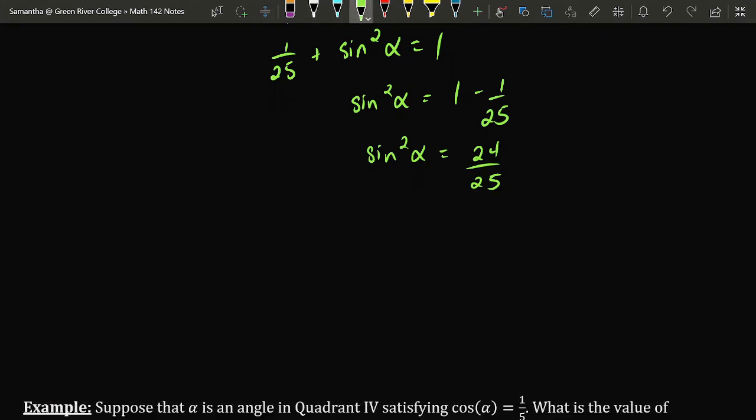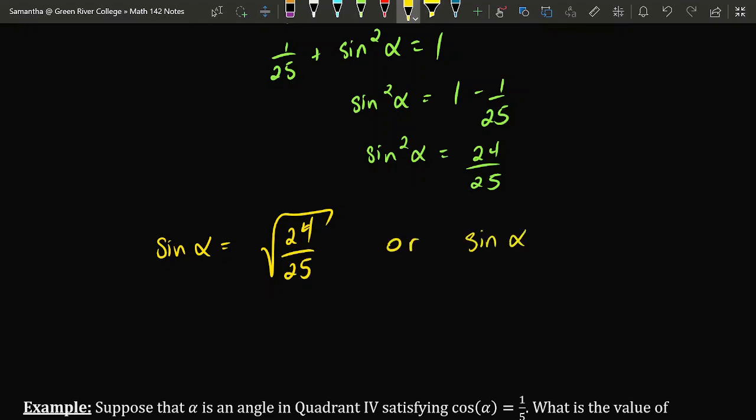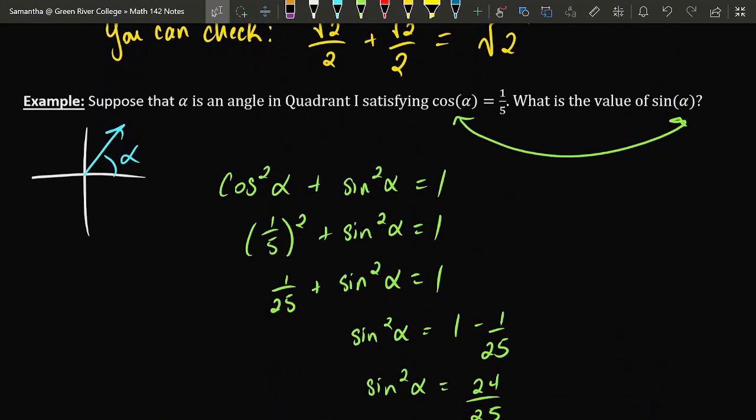So now there are two possibilities. Possibility number 1 is that sine of alpha is equal to the square root of 24 divided by 25. Possibility number 2 is that sine of alpha is equal to negative square root 24 over 25. So which is the actual answer to this question? Is it the positive square root? Is it the negative square root? Is it somehow both? The answer to that question lies in this information about the quadrant corresponding to angle alpha.